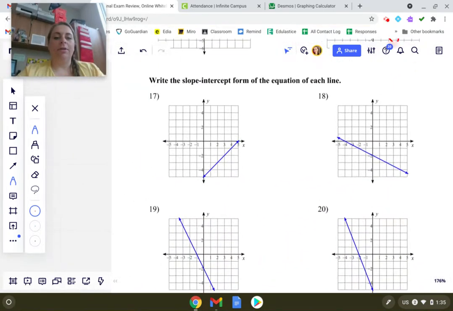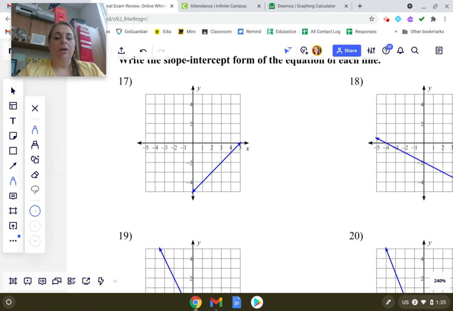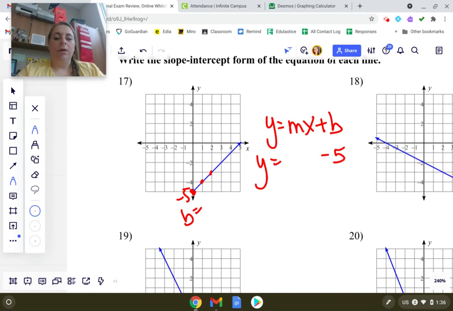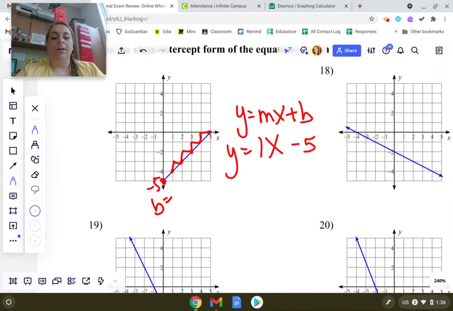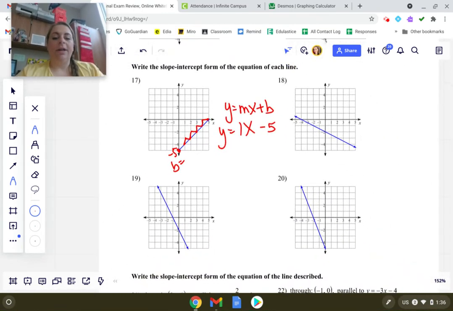All right, down here it's saying, write the slope intercept form of the equation. So we can see this one's at negative 5. So slope intercept form is y equals mx plus b. So this tells us what b is. So b is negative 5. And now I want to find my slope. So here's a point, here's a point, here's a point. I'm going up 1 over 1, up 1 over 1, up 1 over 1, up 1 over 1. So my slope here is just 1. So y equals 1x minus 5. Do that same thing for 18, 19, and 20.